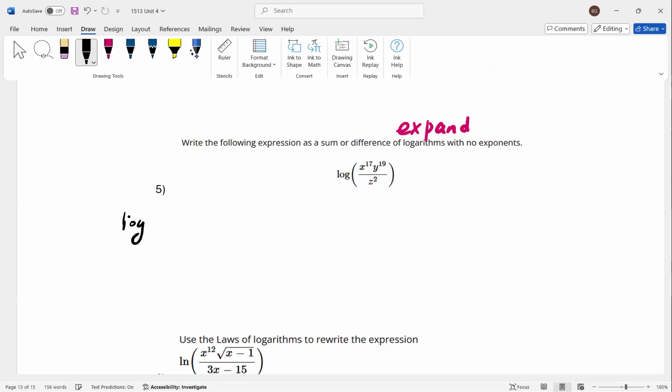Log with base 10 and has the argument, the structure of the argument. I'm going to talk about the importance of structure again. Very important. Just like when you are a physician, it's important to see the structure of the human body. When you are an architect, it's important to see the structure of the buildings, right? Now we are learning mathematics, algebra. It's important to see the structure of the expression. The bigger structure of this argument is a quotient.